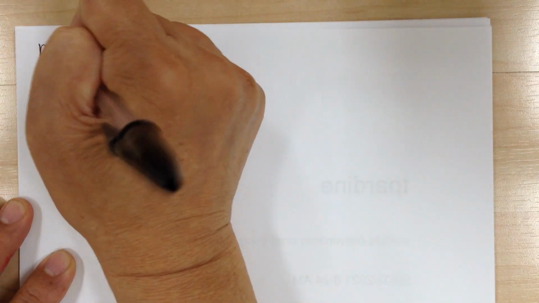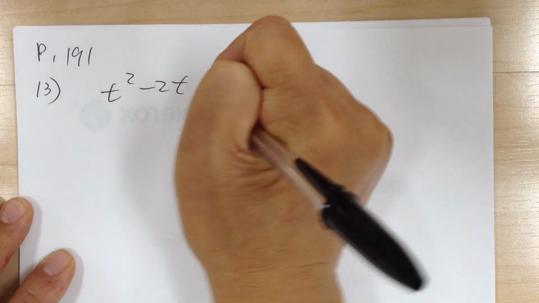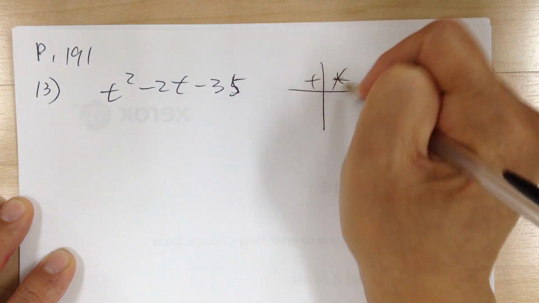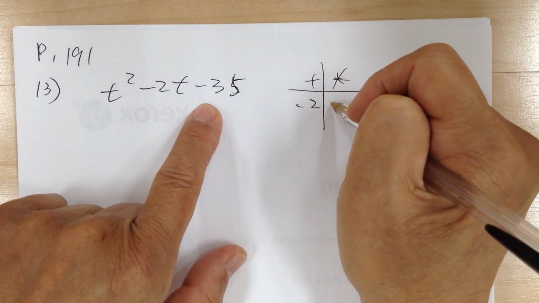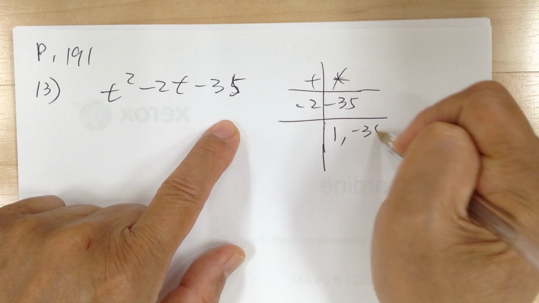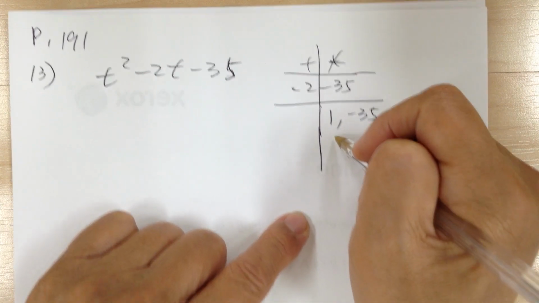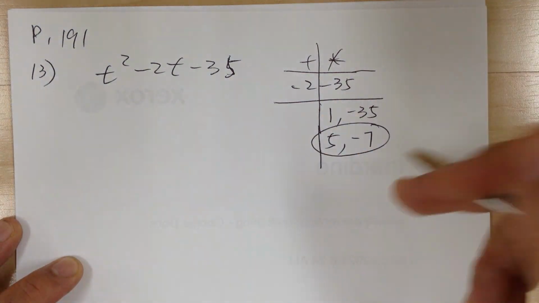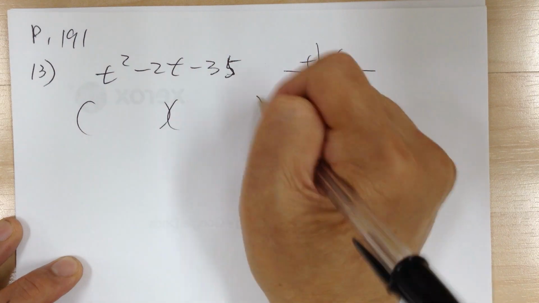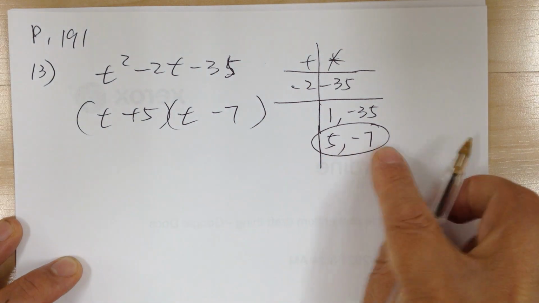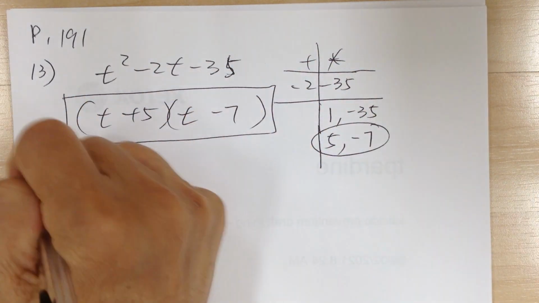Next one, number 13, you have t squared minus 2t minus 35. So you can go through the list. So this would be negative 2. So this would be step 4, right? So again, you start with 1, comma, negative 35. 2 cannot. So 3, 4, 5, 5, comma, negative 7. And that's it. So you can just go down this, 1, 2, 3, 4, 5. You can get it pretty quick. So again, you're going to get plus 5 minus 7, right? And that's it. So again, it's very quick.